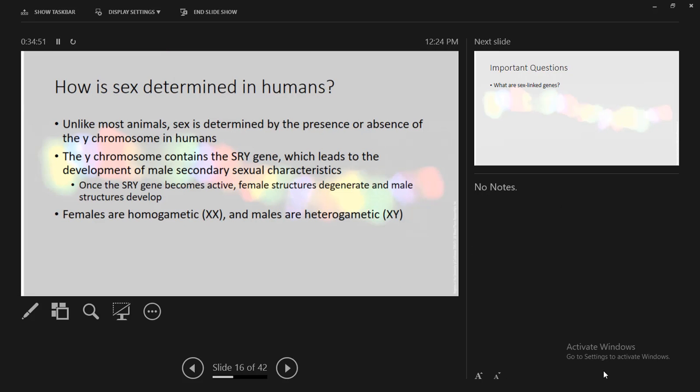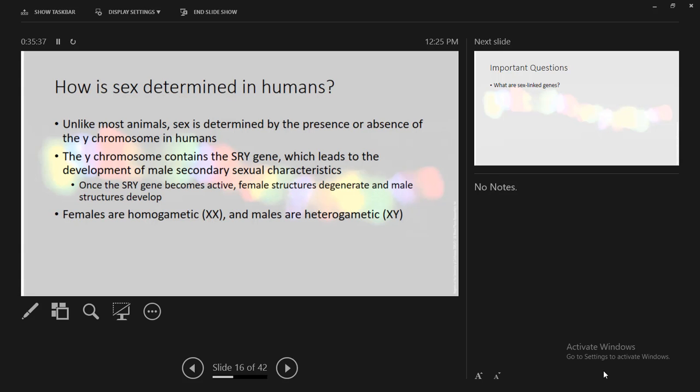So unlike most animals, sex is determined by the presence or absence of the Y chromosome in humans, in all mammals, and in Drosophila. So the reason is the Y chromosome contains a gene called the SRY gene that when it starts getting expressed, everything that would be in place to develop the female reproductive system is deteriorated and resorbed, and you generate the male reproductive system. And then when you start to express the sex hormones later in life, you get the secondary characteristics.